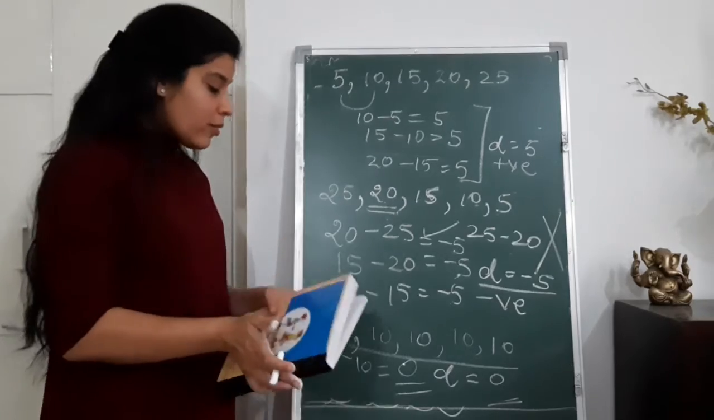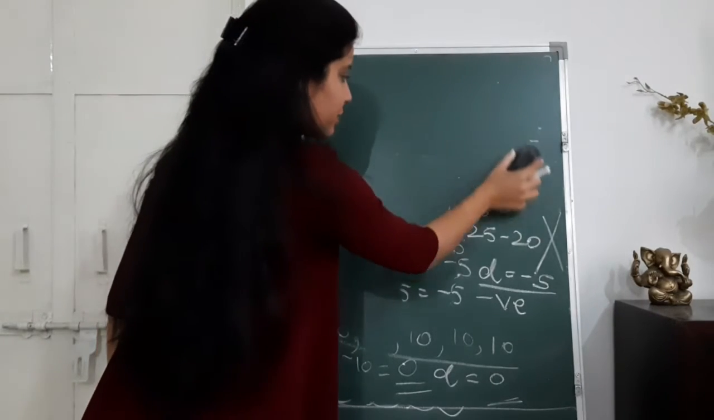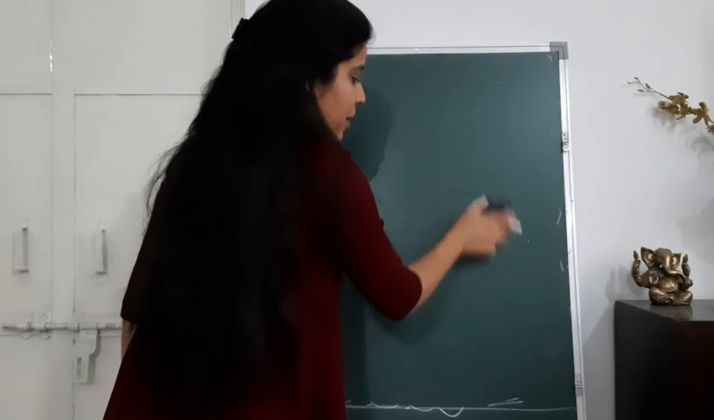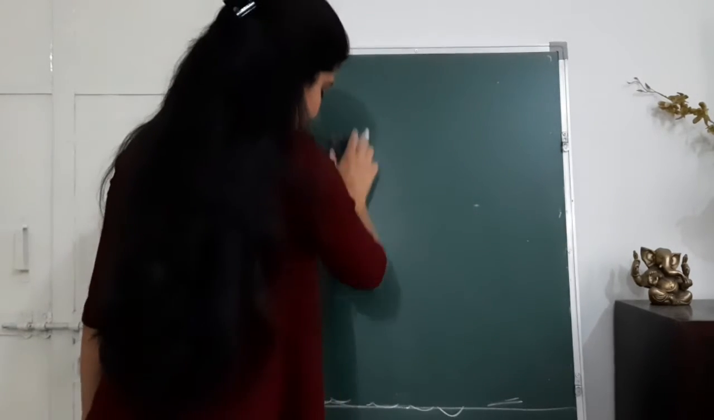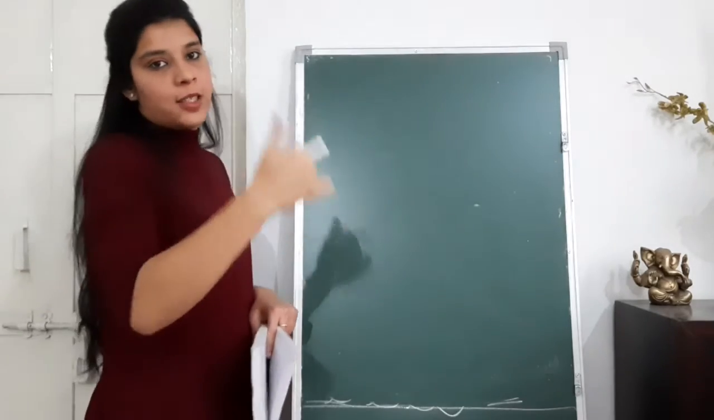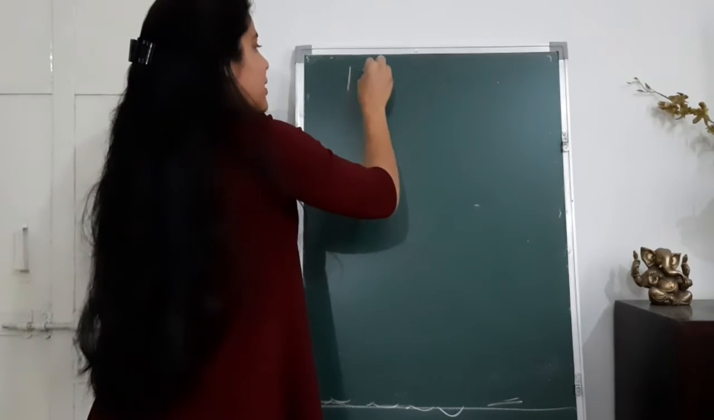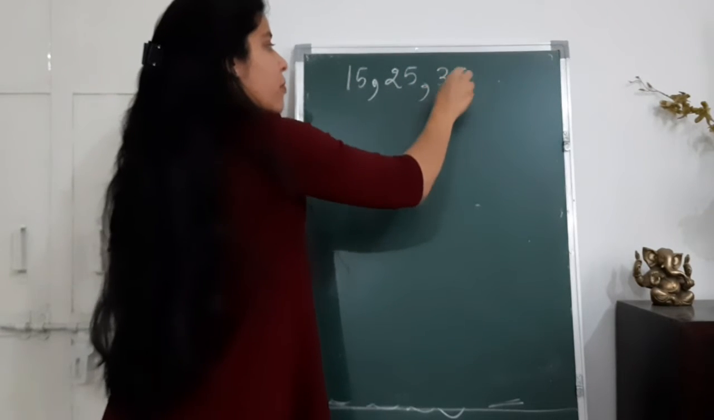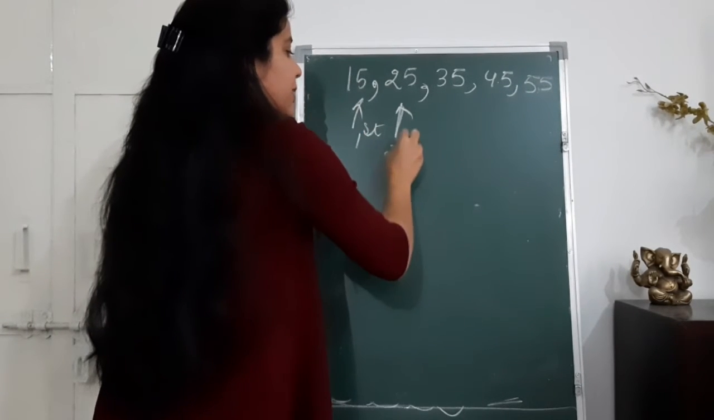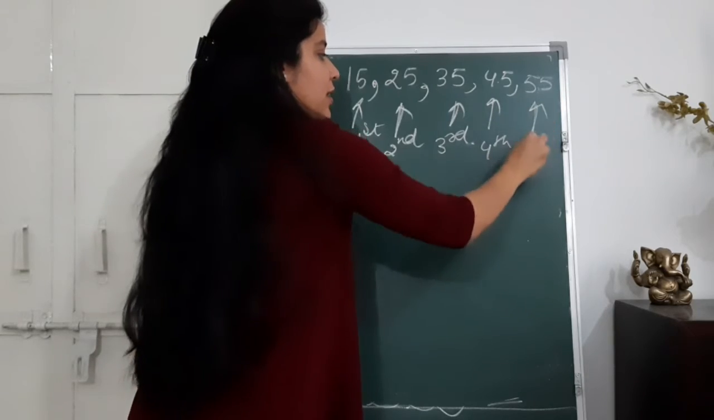Now let's talk about the general term of an AP and the first term and second term of an AP. It is important that you understand these basic symbols, or the basic notations, which are used to denote common difference, first term, second term, etc. Let me give you an example of this series. This is the first term, this is the second term, this is the third term, this is the fourth term, and this is the fifth term.